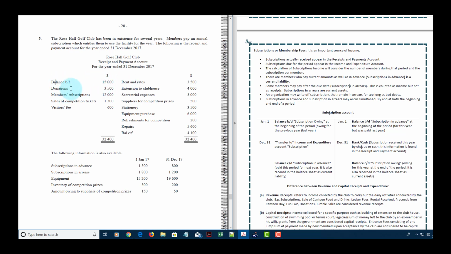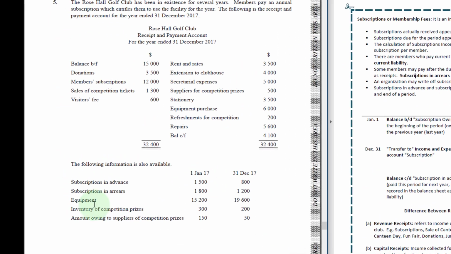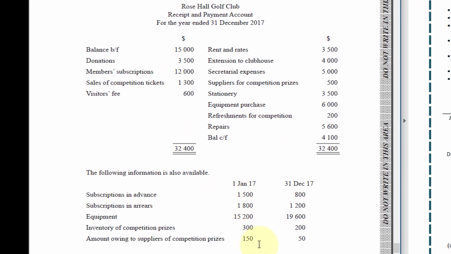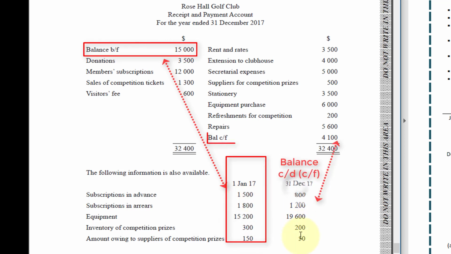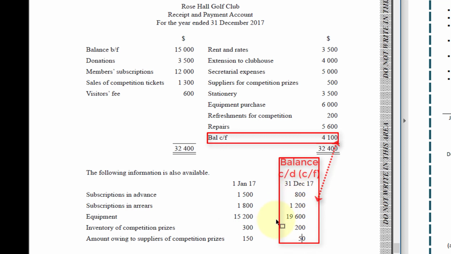You have on the debit side all monies collected. On the credit side, all payments made during the year. Underneath, you're given two lists of balances. One at the start of January 2017 and the other at the 31st of December 2017. So these are opening balances, a balance brought down, and these are closing balances, a balance carried down.